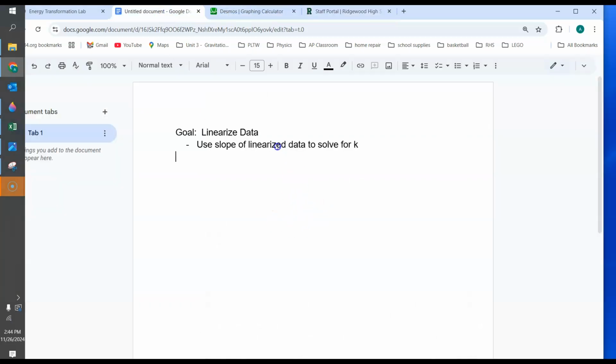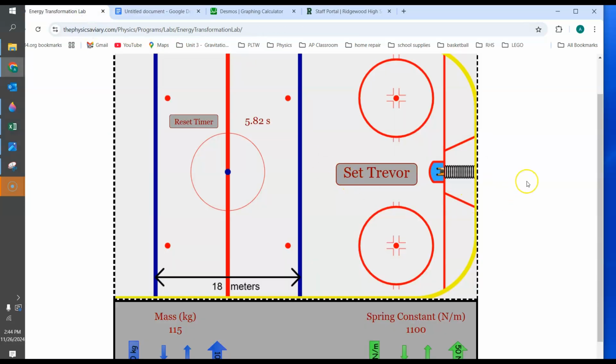All right, here's our goal. Linearize data and use the slope of the linearized data to solve for K. What are we talking about? We're talking about doing an energy lab here. So let's talk about what's going on.